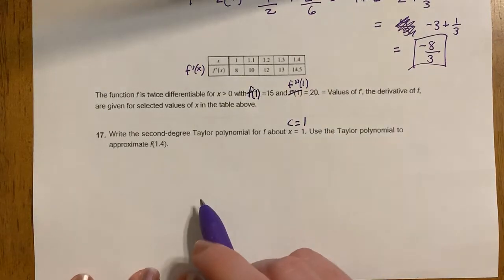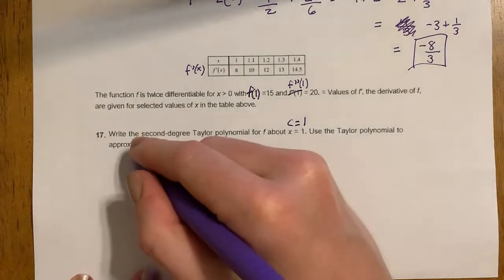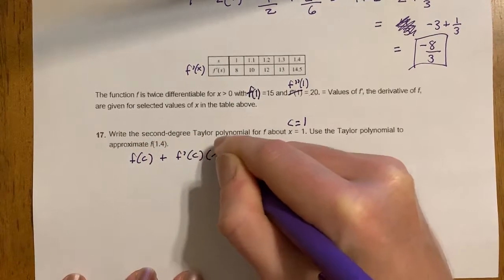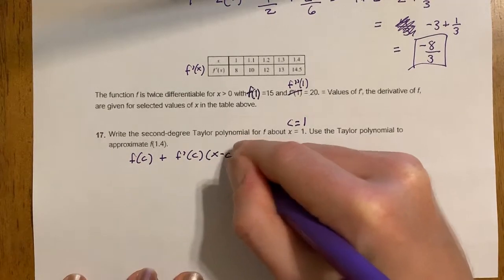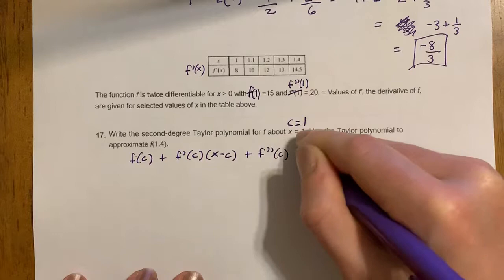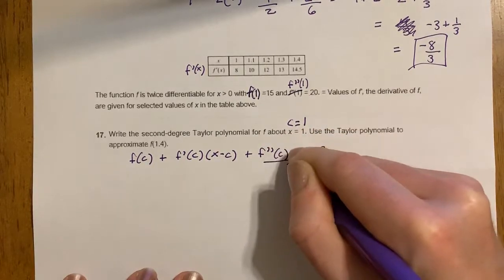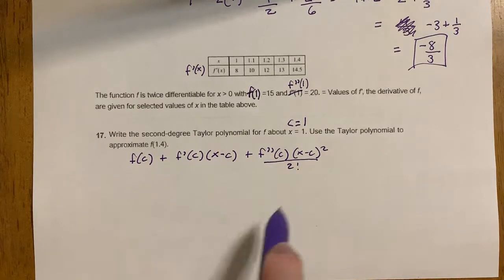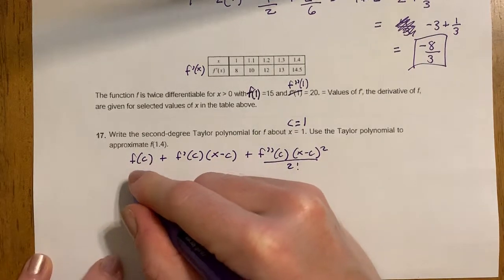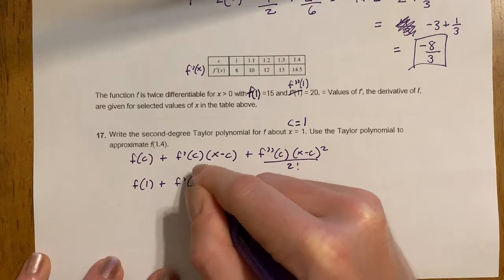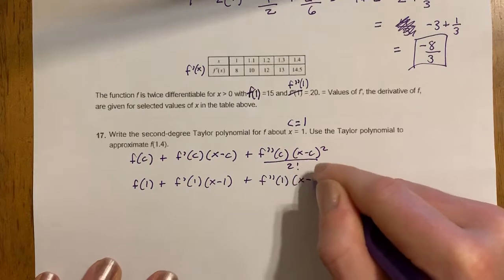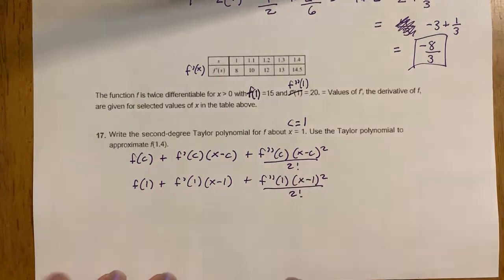So anytime I write a polynomial, I'm going to write my Taylor formula, which is going to be f of c plus f prime of c times x minus c plus f double prime of c times x minus c squared over 2 factorial. And it only wants the second degree, so that is good enough. I went out to the second degree term. Now, I'm going to plug in. I know c equals 1, so this will be f of 1 plus f prime of 1, x minus 1, plus f double prime of 1, x minus 1 squared over 2 factorial.